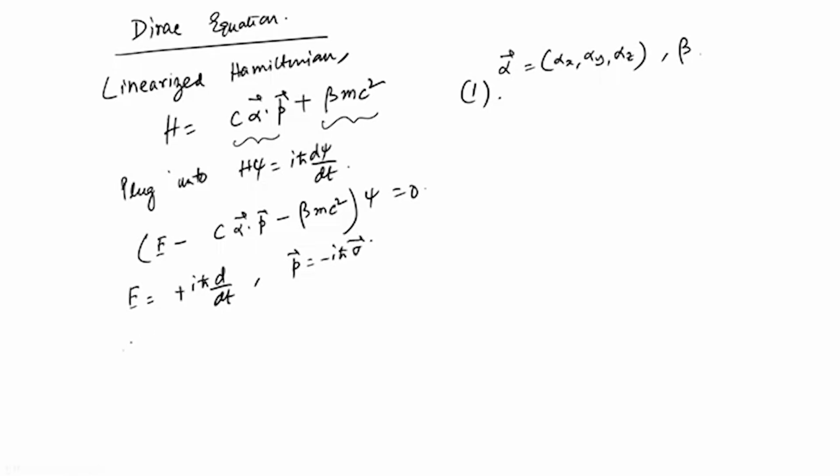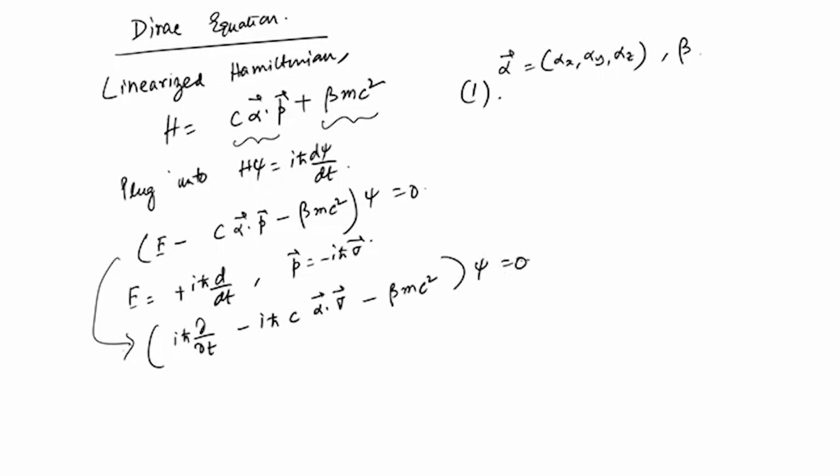Then this thing looks like this equation: i h cross del del t minus i h cross c alpha dot del minus beta m c squared, acting on psi, equal to 0. Okay. So this is called the Dirac equation. Let us call this equation 2, and this equation is the most important equation.